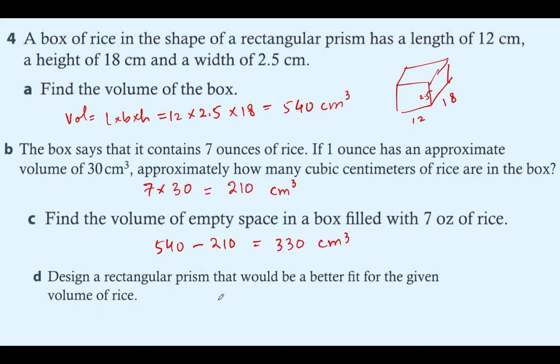So design a rectangular prism that would be a better fit for the given volume of rice. That means if you want to design a prism that should fit 210 centimeter cube without leaving any space. So we know that the formula for volume for a rectangular prism is length into breadth into height. So we need to find three numbers. When you multiply those three numbers, you get 210. So let's say if we continue from this, we can say that it should be 7 times 3 times 10.